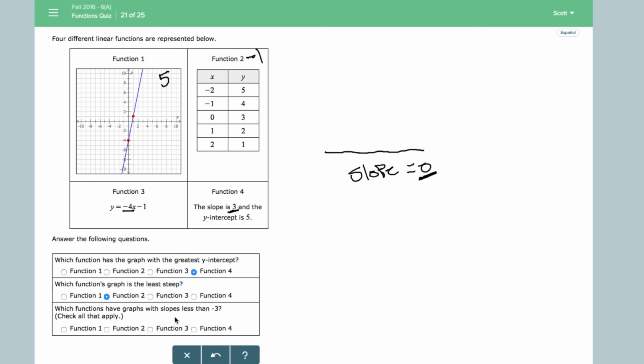Which functions have graphs with slopes less than -3? So that'd be -3, or -4, -5, -6. And there's one right there, -4. So that's the only one, function 3.